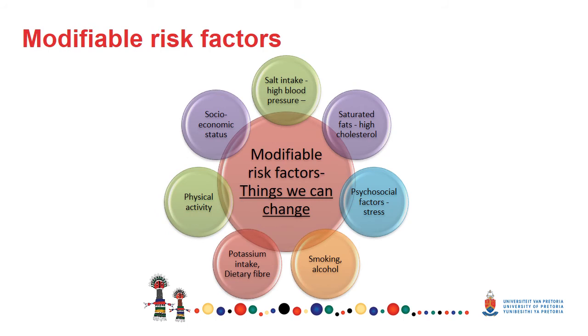Modifiable risk factors are linked to our behavior. These are things that we can change. For example, physical activity can improve one's health. We also know that things such as smoking, alcohol, salt intake, saturated fats, socioeconomic status, and potassium intake are things that one can change to improve one's health.